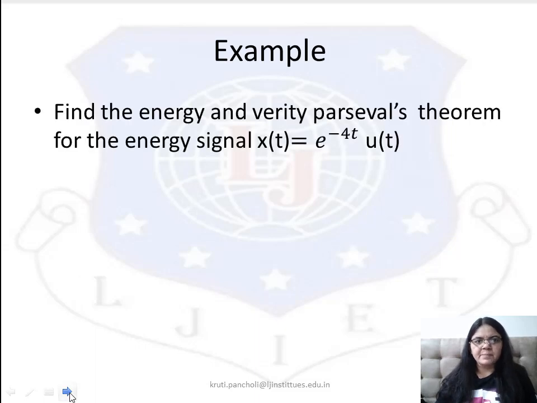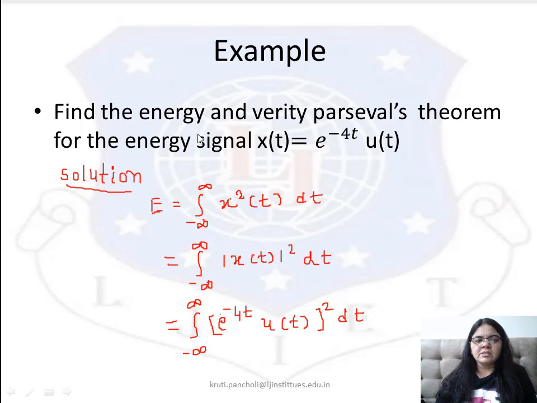The example is: find the energy and verify Parseval's theorem for the energy signal x(t) equal to e raised to minus 4t u(t). The simple way we can find the energy is by using the equation E equal to integral from minus infinity to infinity of x squared t dt. For a real valued function, we can take the modulus of this, so it is integral from minus infinity to infinity of modulus of x(t) squared dt.